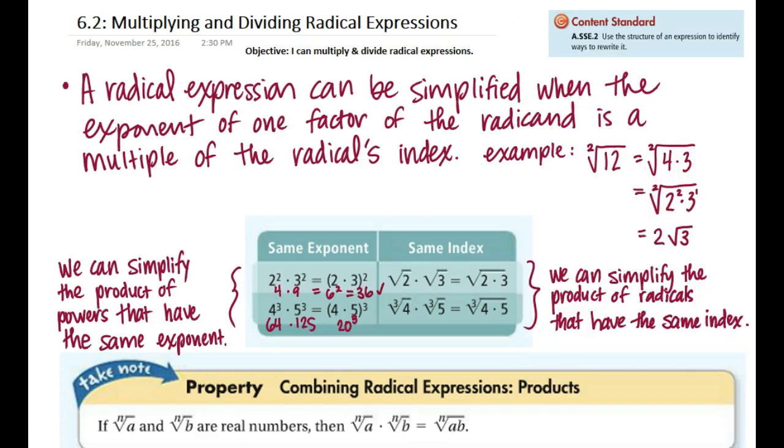Similarly to that, we can simplify the product of radicals when they have the same index. Remember, the index is the little number in the top left-hand corner in front of the radical. So the square root of 2 times the square root of 3 is equivalent to the square root of 2 times 3, which is equal to the square root of 6. Similar to that, if we took the cube root of 4 and multiplied it by the cube root of 5, that is equal to the cube root of 4 times 5, which is equal to the cube root of 20. These ideas of combining radicals and powers will help us in today's lesson.